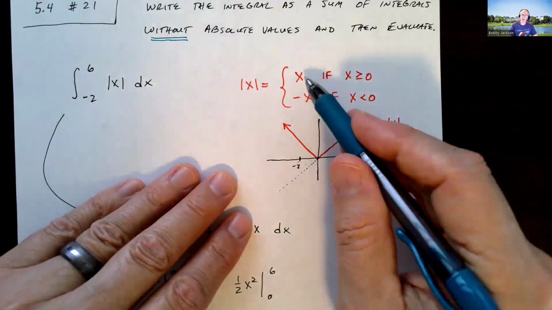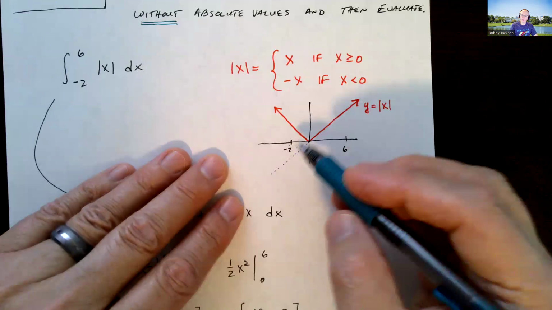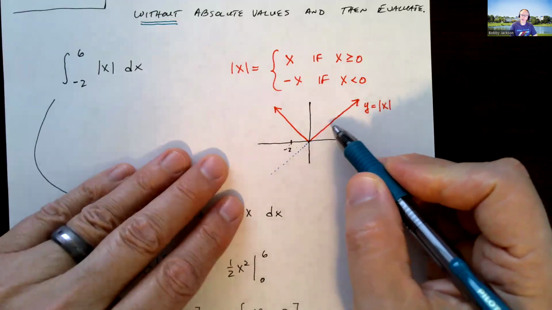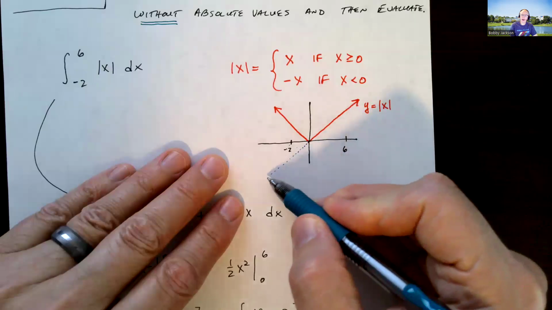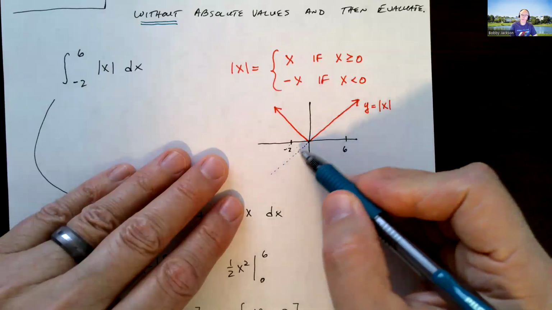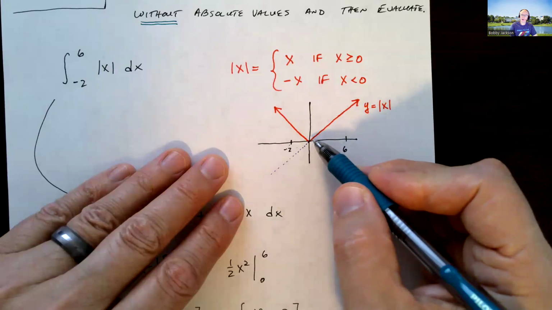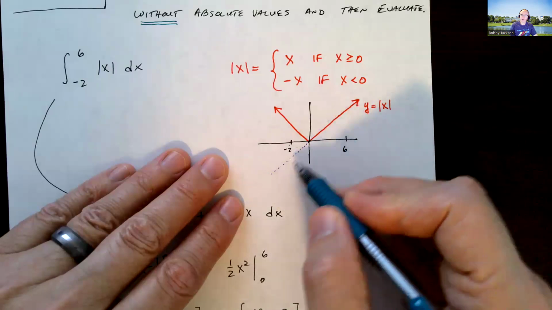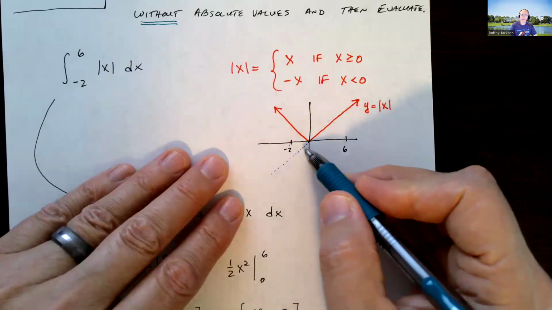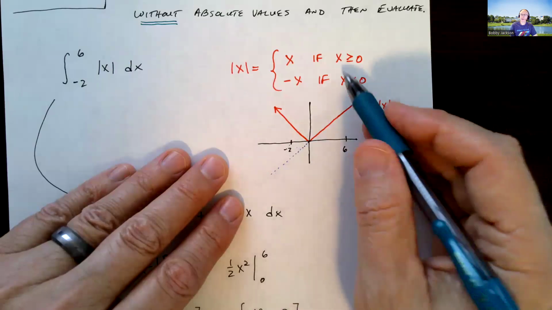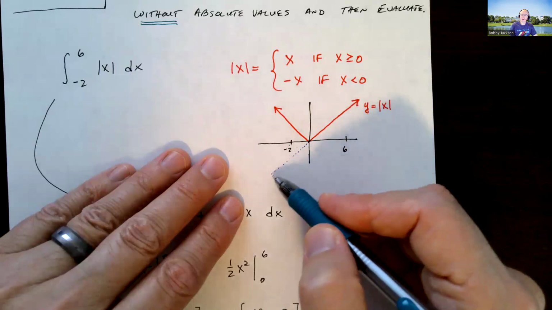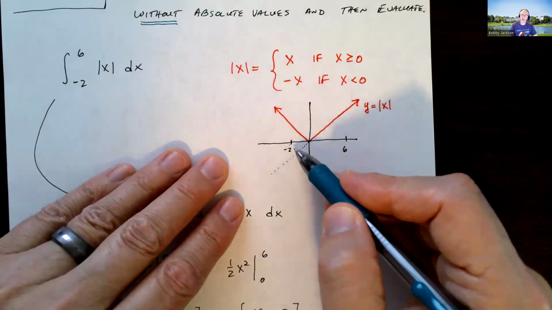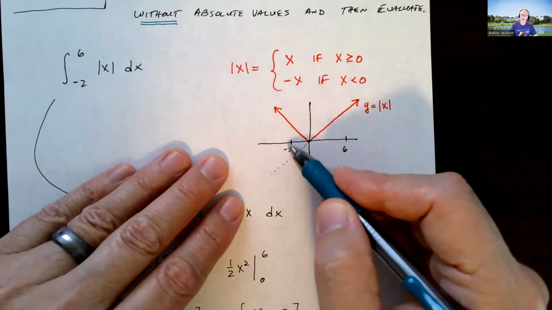So it can be thought of as a piecewise defined function this way. Another way of thinking about it, this is the graph of the function y equals x, right? And notice for values of x greater than or equal to 0, y equals x is equal to the absolute value of x. But for values less than 0, the graph is just a reflection in the x-axis of the absolute value of x.